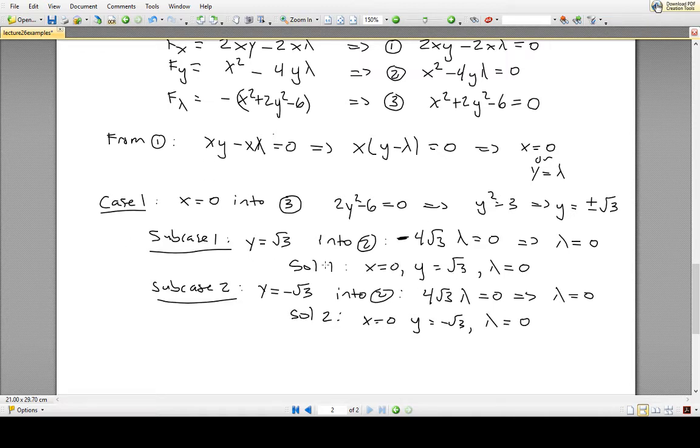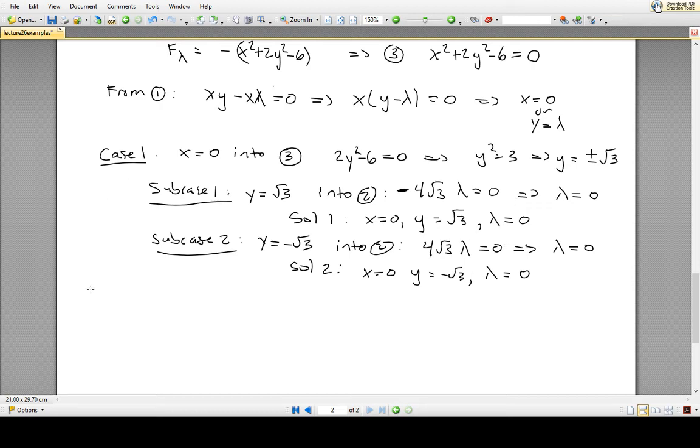Okay, so case 1 is done. I've chosen x is equal to 0, and I had two choices for y. I broke it down, I chose each of them, got my solutions. Now I'm done with the situation where x is equal to 0. Now I do my other choice from the original choice I had. Now I choose that y is equal to lambda. So case 2, let's choose that y is equal to lambda.